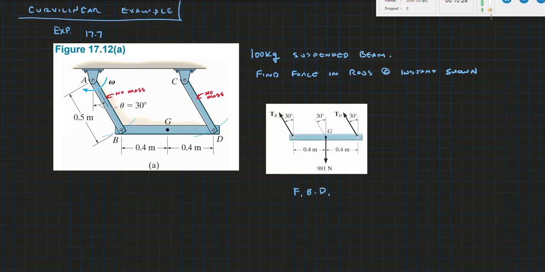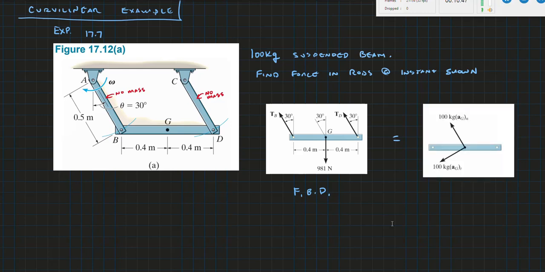So here's our free body diagram for the beam. We've got two T's up here, the tension in B and the tension in D, and we've got the weight of the beam. So all this will equal this situation where we have a curvilinear path, and because of that we'll have an acceleration in the normal direction as shown here and an acceleration in the tangential direction as shown here. And now this just turns into a problem of trigonometry.